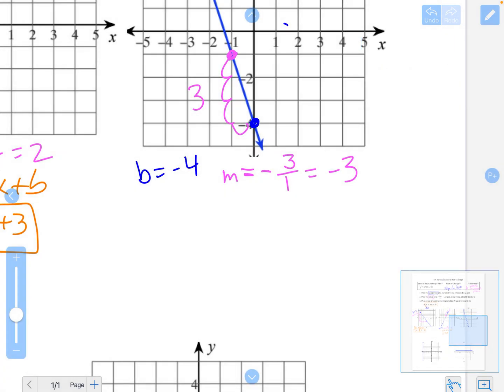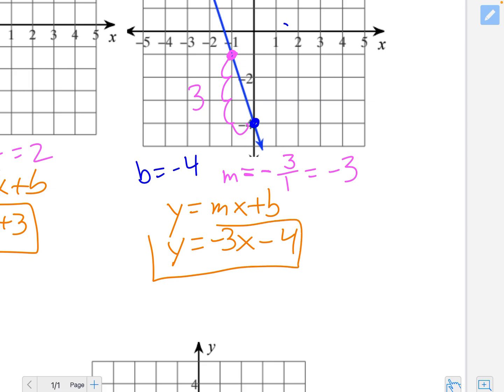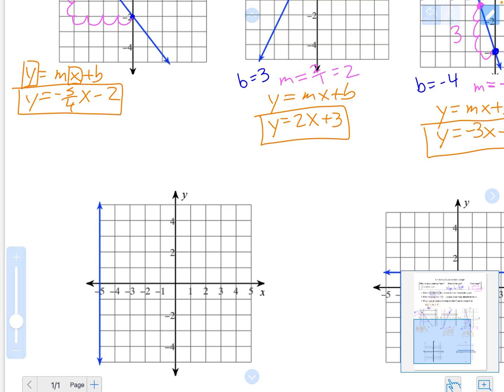And again, now we need to write our y equals mx plus b equation. So it's going to be y equals, our slope is -3. Then we write our x, and our b is -4. So y equals -3x minus 4.